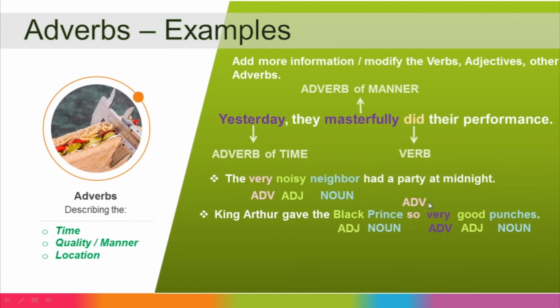We call this an intensifier, that shows us how intense this good is. It is very good. It is so very good. So probably it's top-notch quality, a very, very good punch. Now you should know that when an adverb modifies an adverb like this, it can do that.